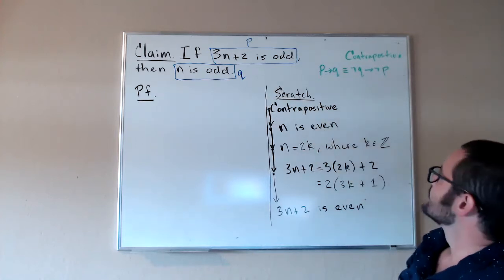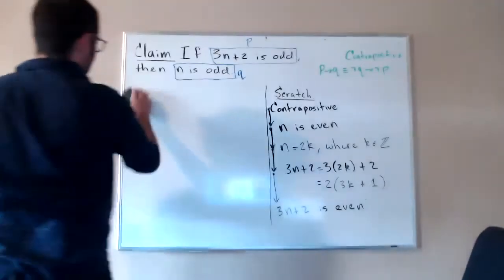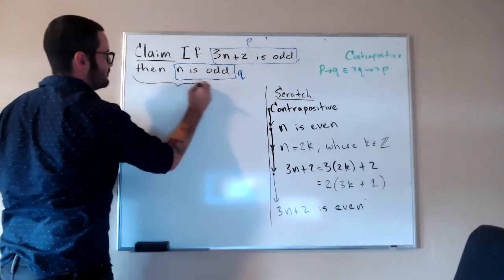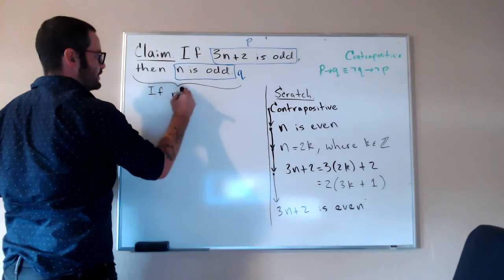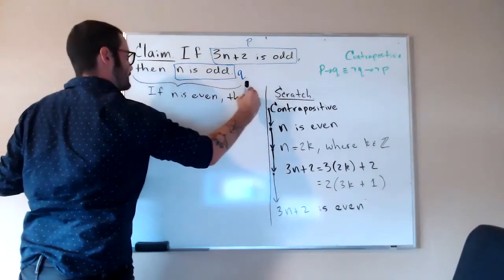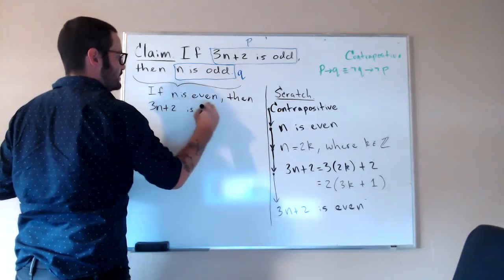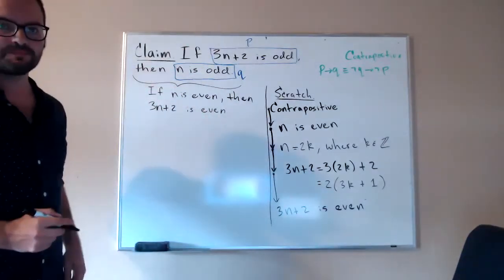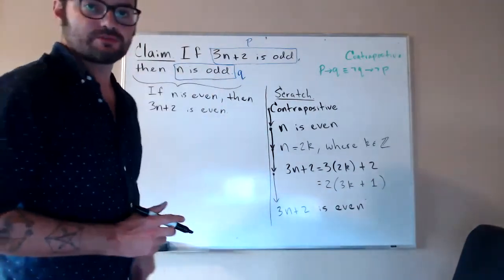You see that, right? So maybe I'll say this claim is equivalent to saying if n is even, then 3n plus 2 is even. And this is the contrapositive of this whole statement. And we can prove the contrapositive is true. And if that's true, then the original claim is true.